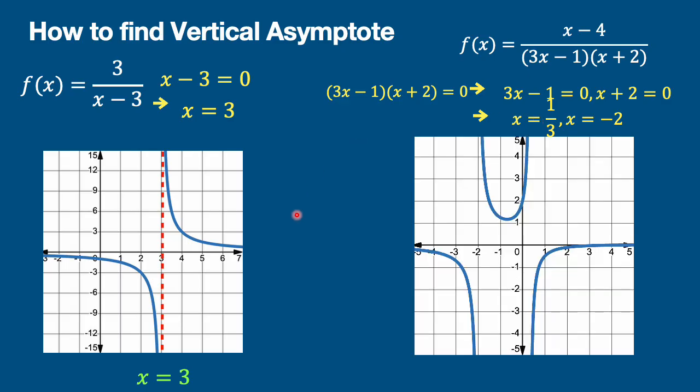Let's check with the graph. This is the graph of f of x. Did you find the vertical asymptote lines? The first one is right here, and the second one is right there. This is x equals negative 2, and this is x equals 1 over 3. The graph confirms your answer.